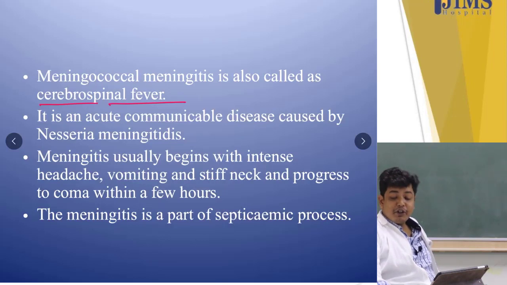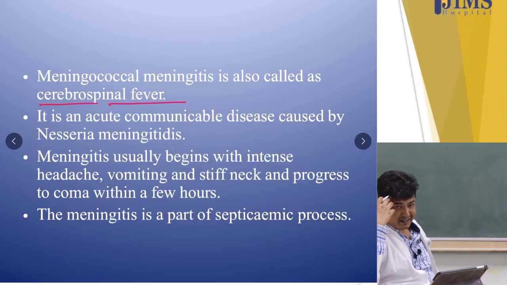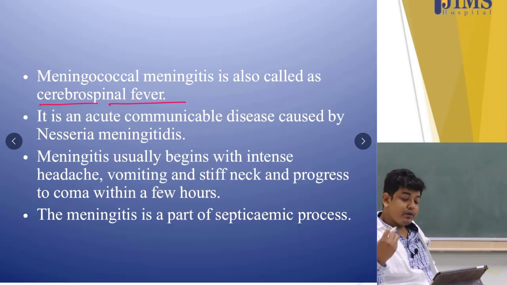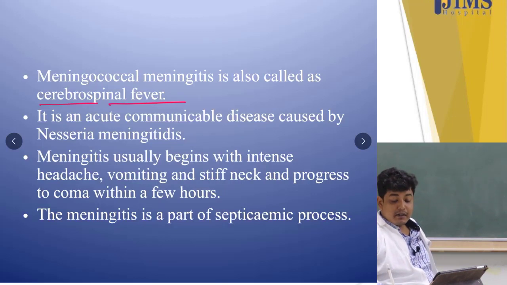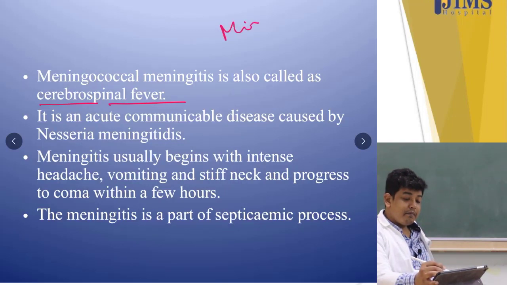It is an acute communicable disease caused by Neisseria meningitidis, and it usually begins with intense headache, vomiting and stiff neck, and progresses to coma within hours. That means it will start with a throbbing, intense headache, vomiting, stiff neck, and progress to coma within a few hours. So since it is an intense headache, we often confuse it with something we call migraine.